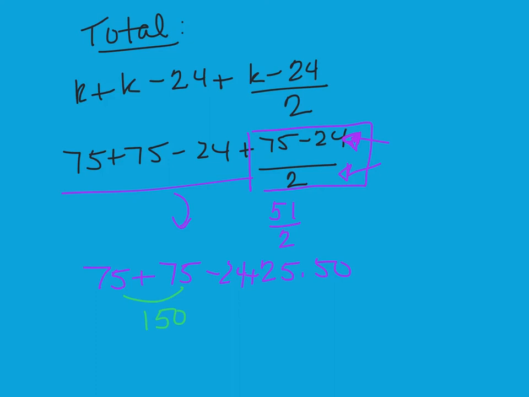Okay, I see what I did here. 75 plus 75 minus 24 plus $25.50. So 150 minus 24 is, of course, 126 plus $25.50. 126. Well, 126 plus 20 more is 146. Plus 5 more is 151. Plus that 50 cents. So we know that the total is $151.50.